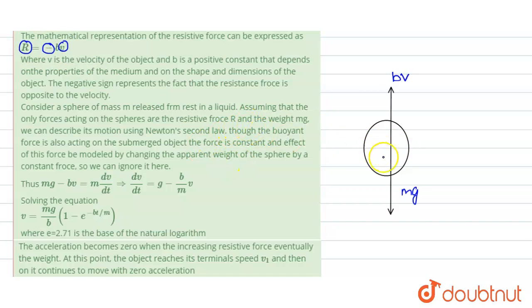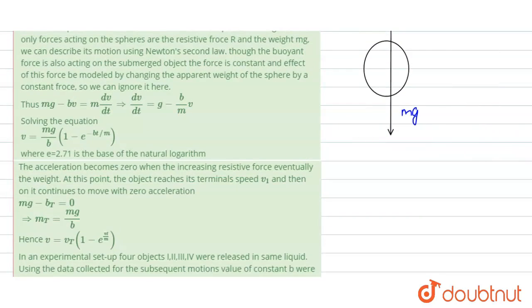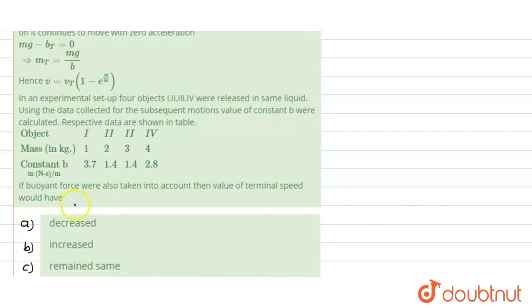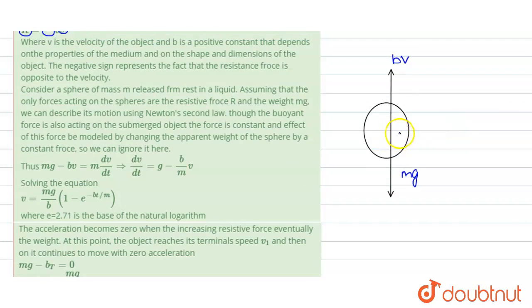Now if it is submerged in a liquid, there would be a buoyant force. In the earlier question we were neglecting the buoyant force, but in this question, if the buoyant force were also taken into account, then what would the value of the terminal speed be? We know that whenever an object is placed in a liquid, there is an upward force which we call the buoyant force.